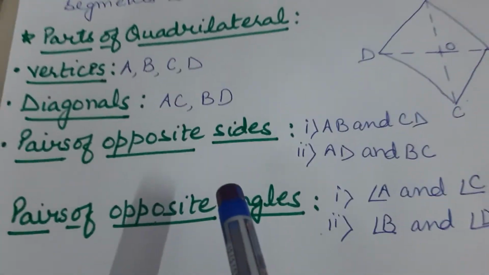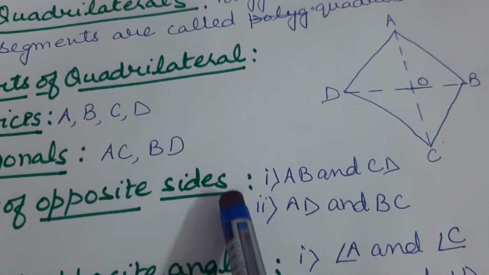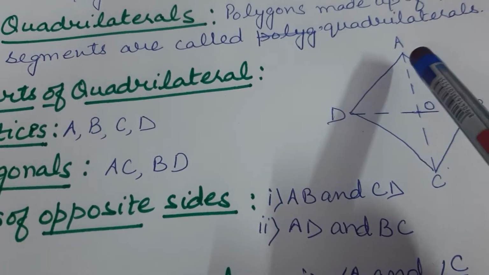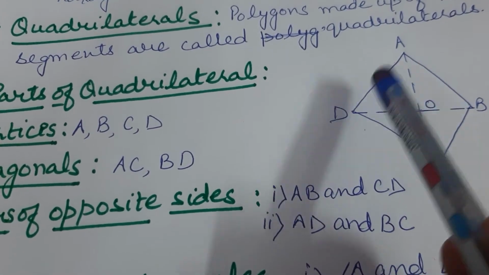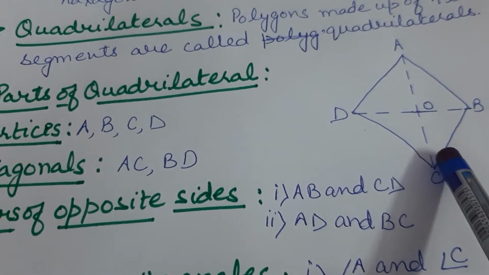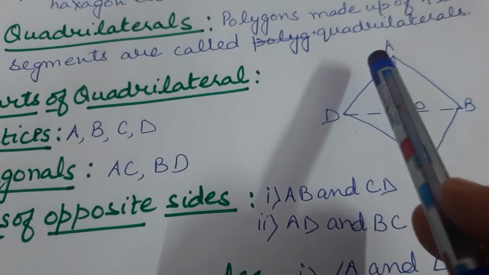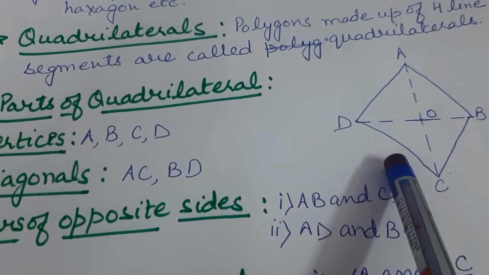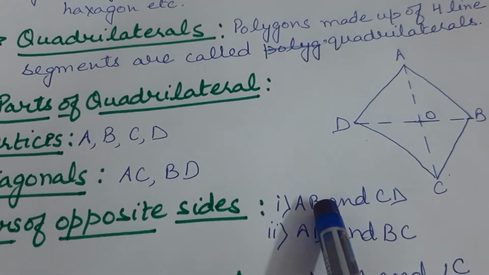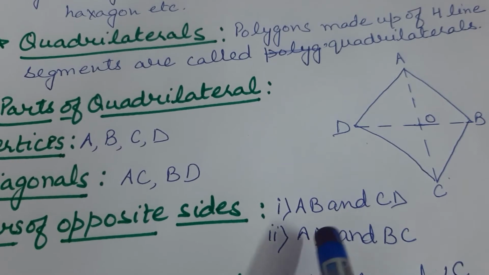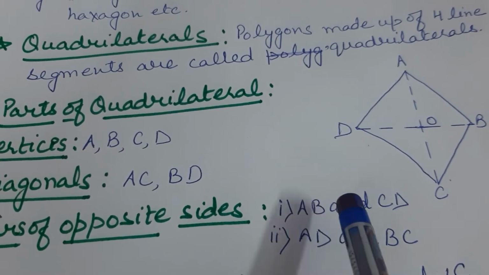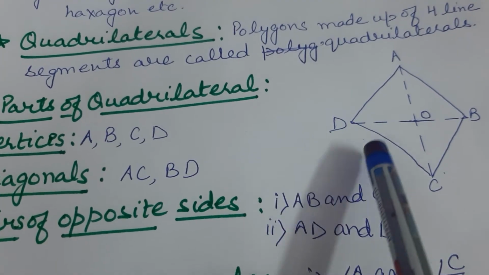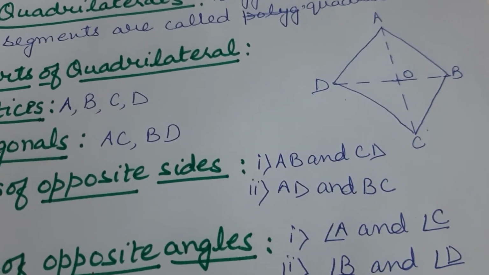So next is pairs of opposite sides. Now what are opposite sides? Now suppose this is AD. Now opposite of this one is BC. Okay, and if AB is a side, which is the opposite to this side? CD. So AB and CD, AD and BC. So there are two pairs of opposite sides in a quadrilateral.